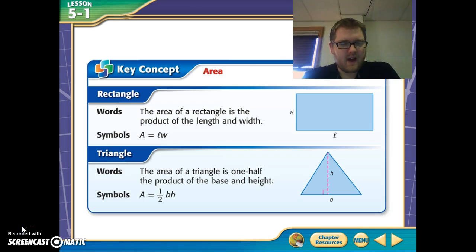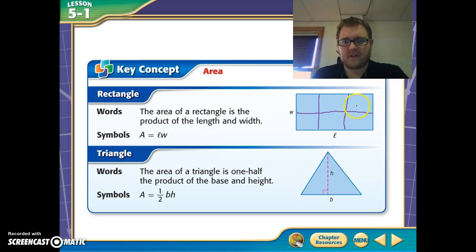Alright, so we talked about perimeter. Now we're going to go ahead and look at area. Now the area is simply the product of the length times the width. If you think of this, let's simplify this rectangle. Let's pretend that it's 2 blocks high and 3 blocks wide.